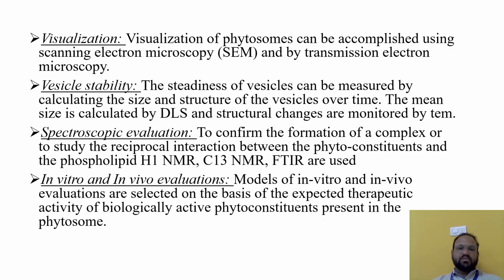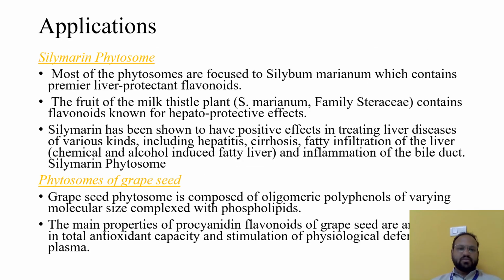Spectroscopic evaluation: to confirm the formation of complex or to study the interaction between the phytoconstituent and the phospholipid, H1 NMR, C13 NMR or FTIR are used. In vitro and in vivo evaluations: models are selected on the basis of the expected therapeutic activity of the biologically active phytoconstituents that are present in the phytosomes.